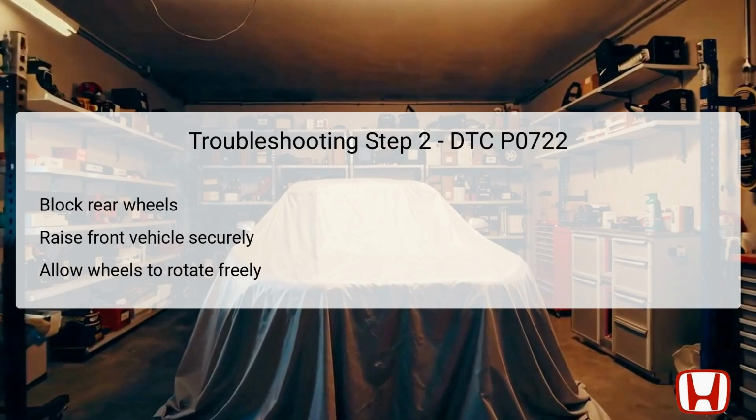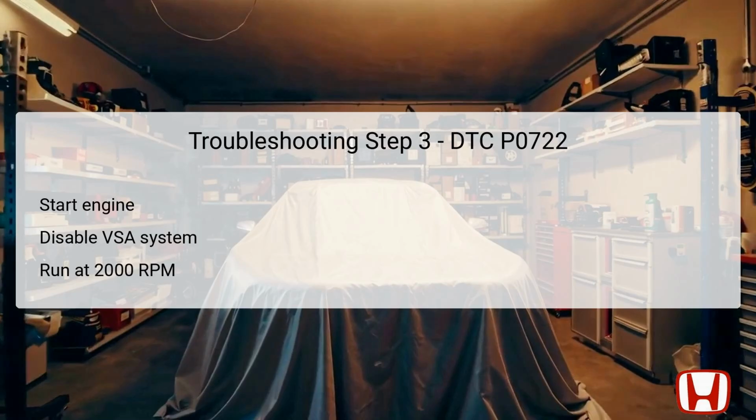Allowing the front wheels to rotate freely helps simulate real driving conditions, enabling you to assess the output shaft speed sensor under load. Properly executing this step is crucial for accurate readings and avoids any risk of injury during the testing period. This lays the groundwork for the next troubleshooting steps, ensuring the vehicle is in an appropriate position for effective diagnostics. Next, start the engine to proceed with the actual testing while ensuring the vehicle is still safely raised.